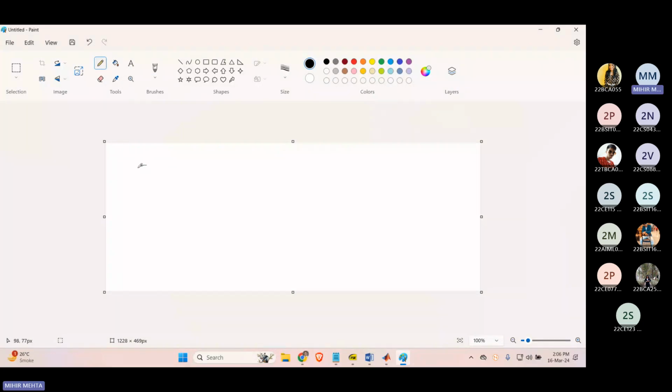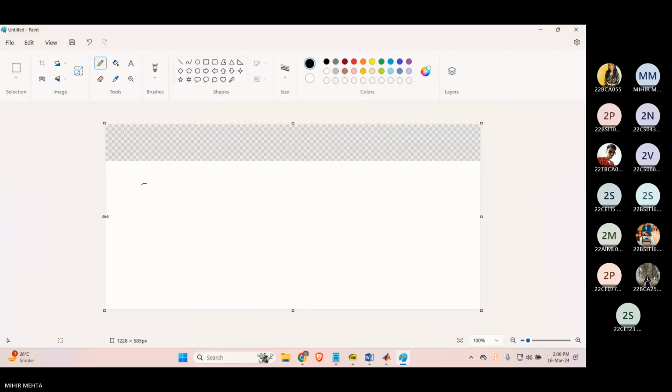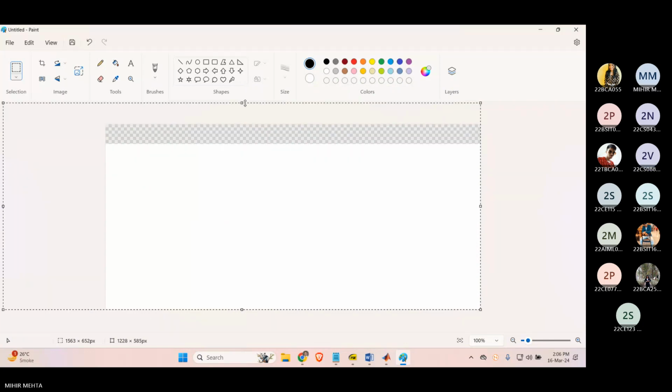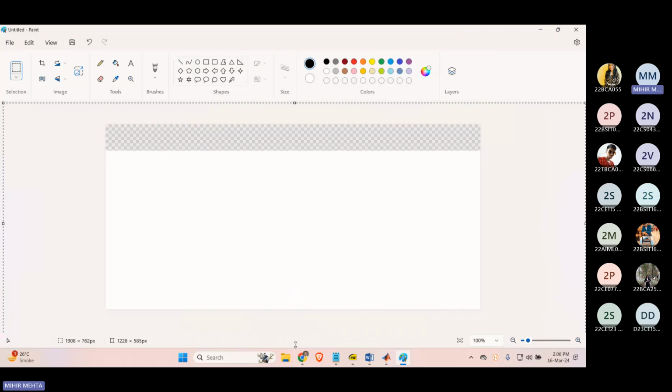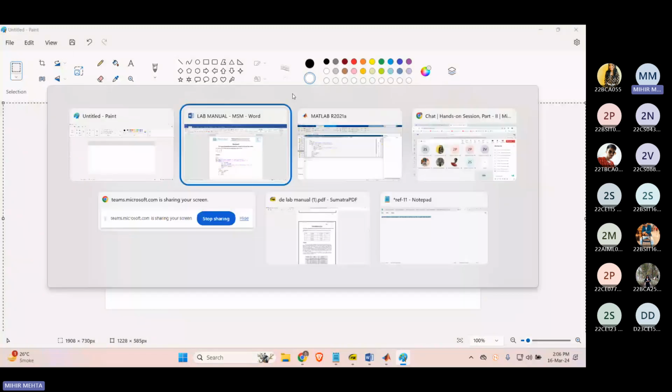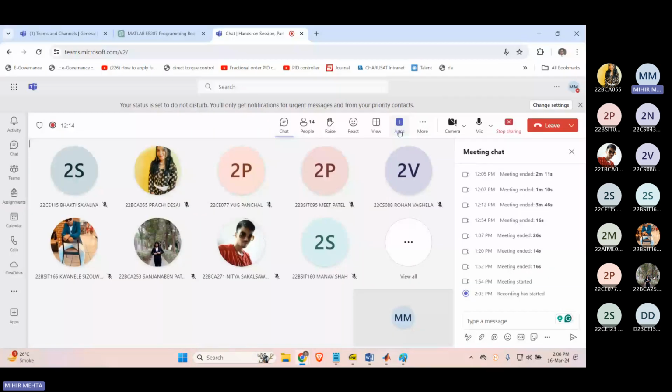So, diagonalization of a matrix. Is my screen visible to all of you? Can you see the paint screen here? Yes, sir. Okay, fine. I'll just enlarge the screen. Or we can also use the whiteboard of this particular app.